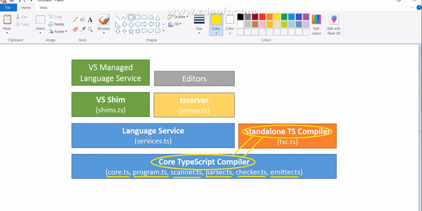Language service is nothing but, generally in computer programming, a service comprises predefined business logic. Actually here, language service means whatever keywords, functions, and libraries are required for TypeScript, all of that library is maintained inside this language service.